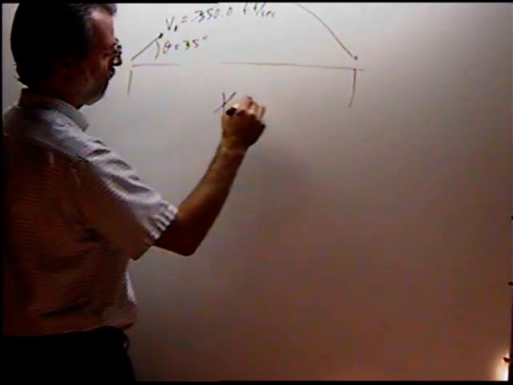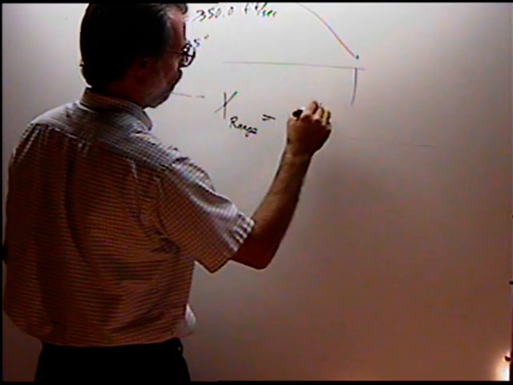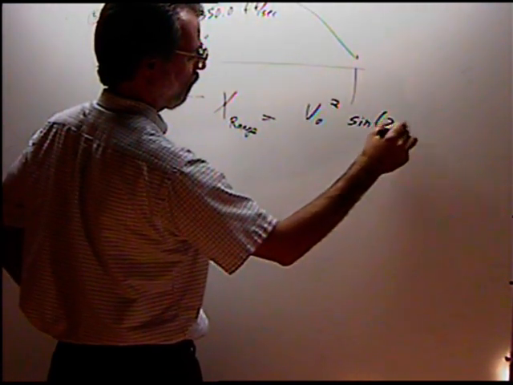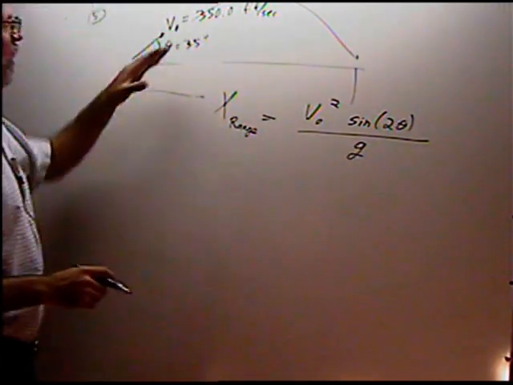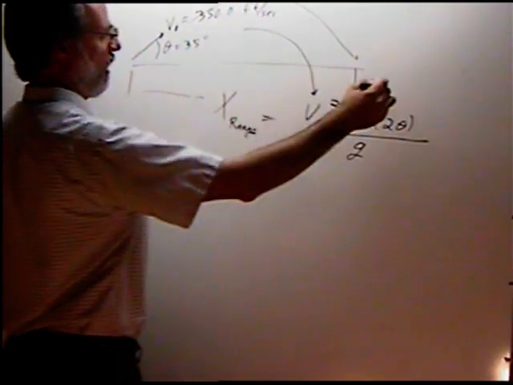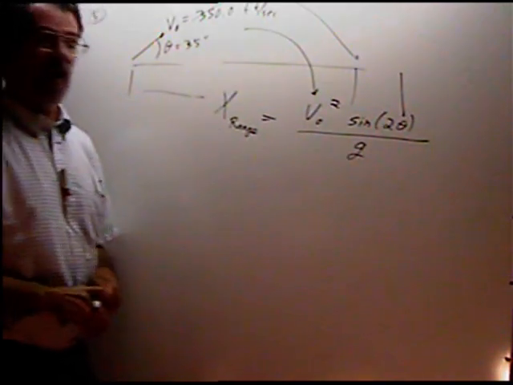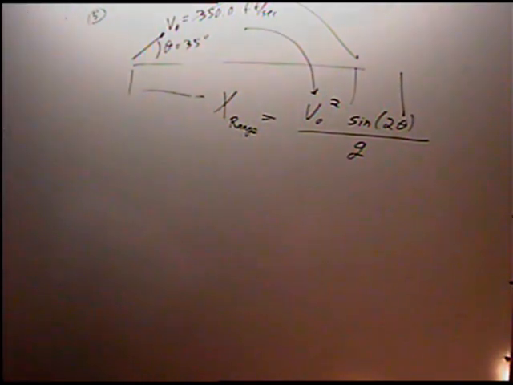X range from here to here is, as we know, v0 squared times the sine of 2 theta divided by g. I simply take the initial velocity, plug it in here, take this angle, plug it in here, and I solve for the range equation. I'm not going to do it, but it's just a straight application of this range equation. That's number 5.